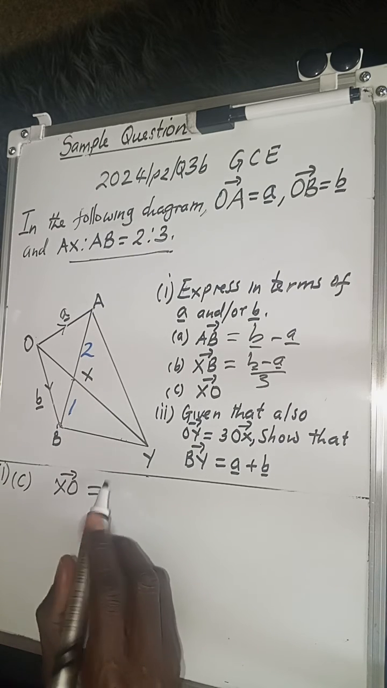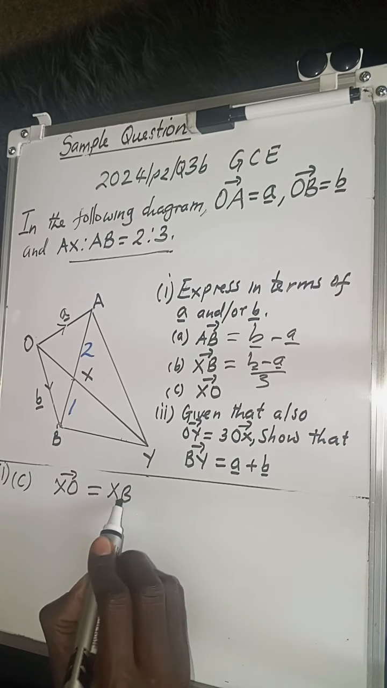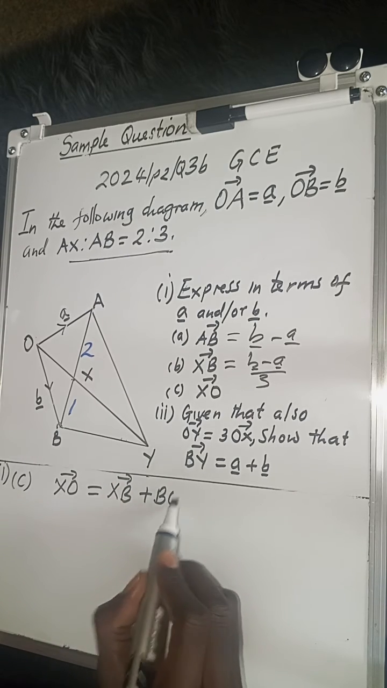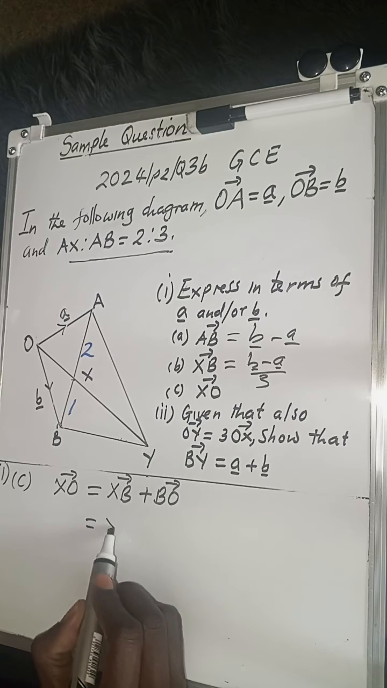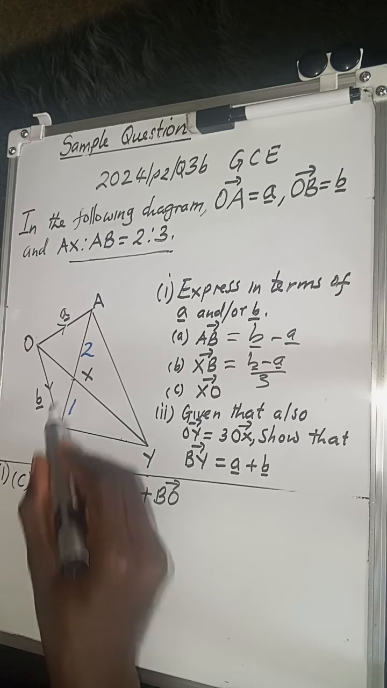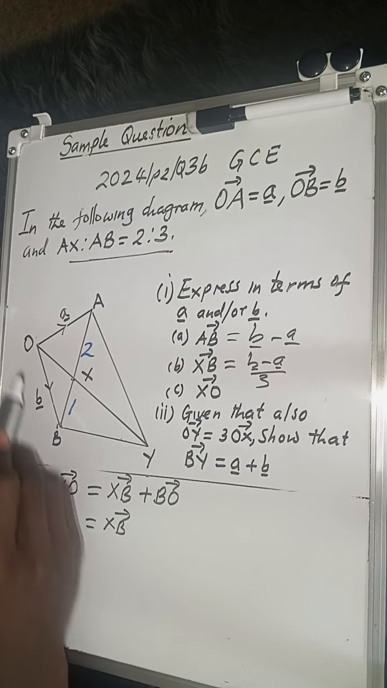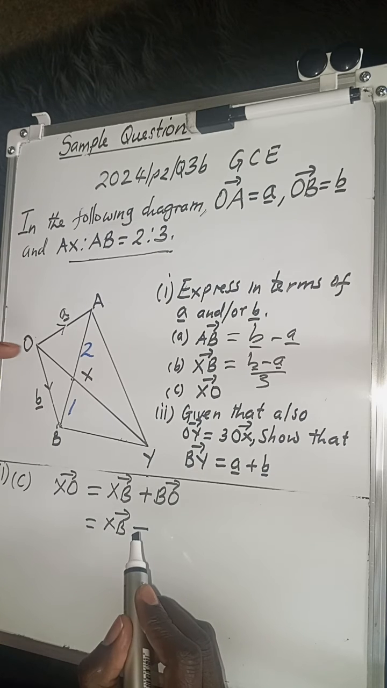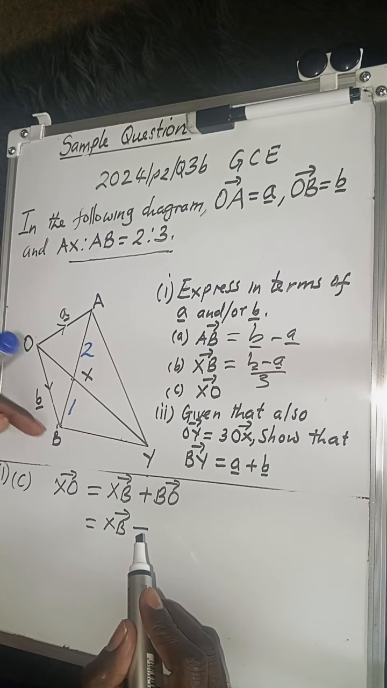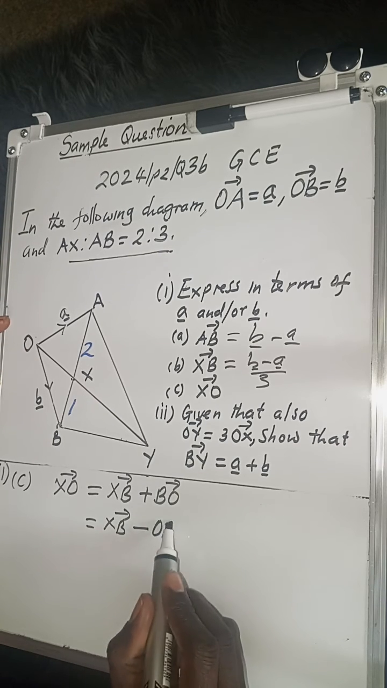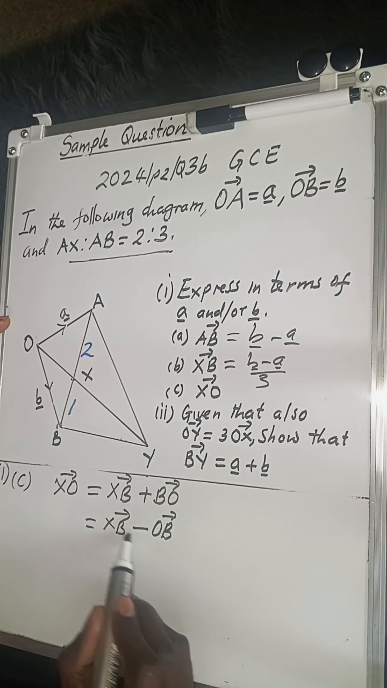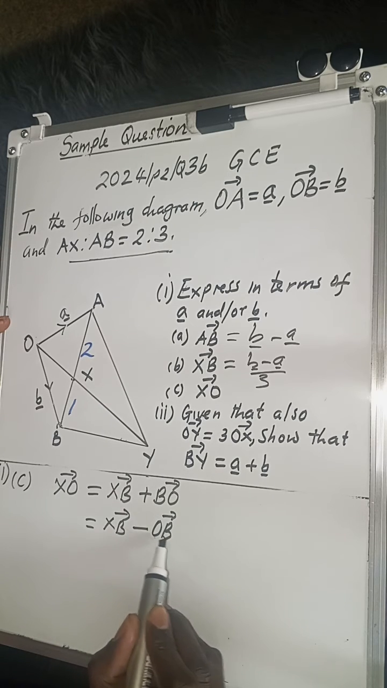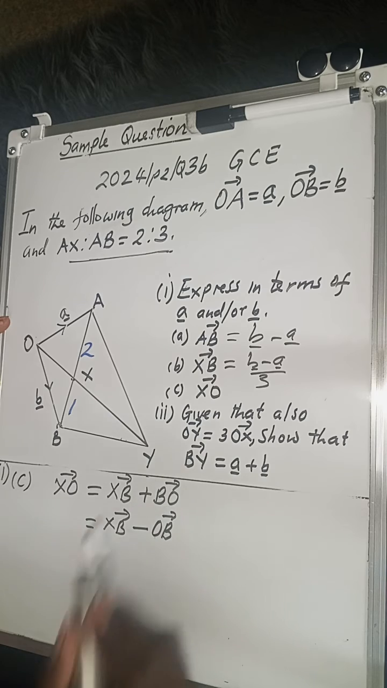So it is going to be XB combined with the BO. But remember, XB is in the actual direction, but BO is in the opposite direction. So it will change to negative, but maintain the actual direction of this vector, which is OB. And what does that negative tell you? That negative tells you that you are moving opposite to OB. What's the opposite of OB? It is BO, and that's what we have there.